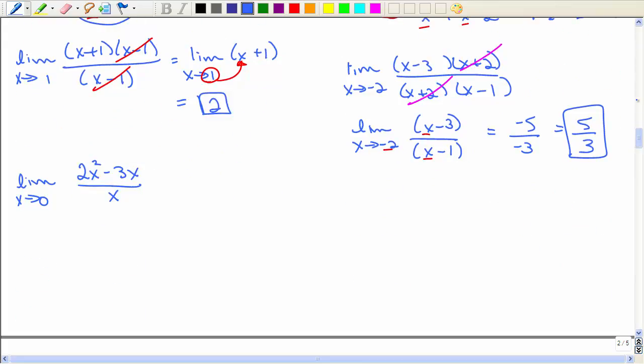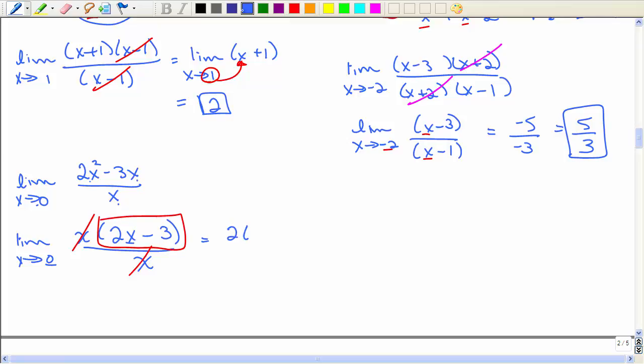Right? This last example, same thing. If I plug in 0, I'm going to get 0 over 0. So I'm going to factor. That top one has a GCF of an x. Those reduce out, and so this is what I have left. Now I'm going to plug in 0 for x. I get 2 times 0 minus 3, which is negative 3.